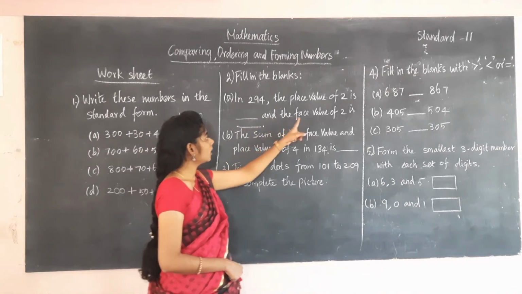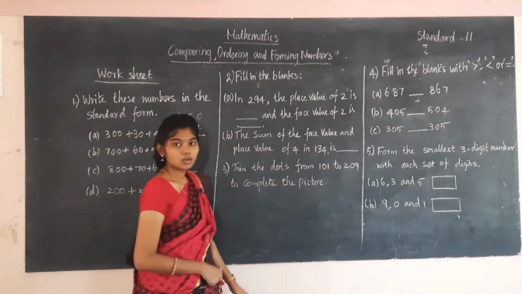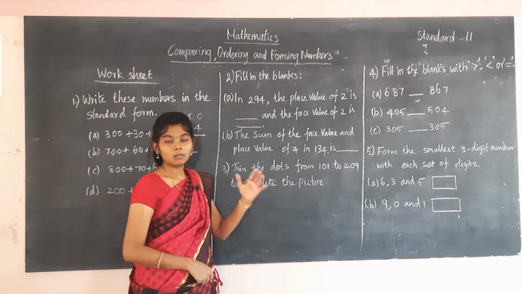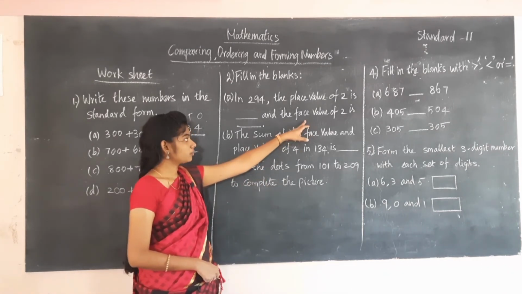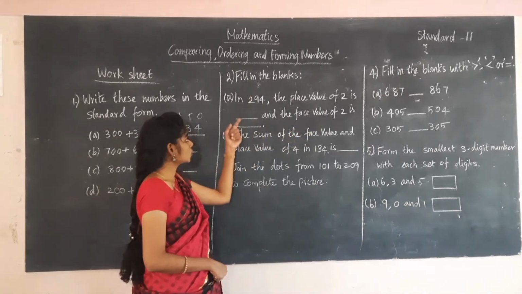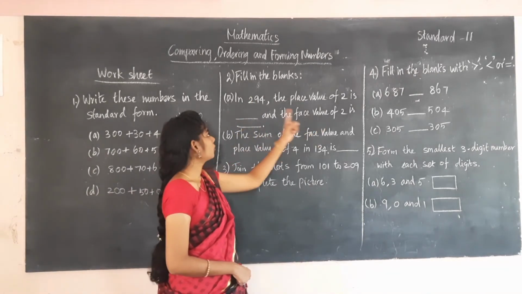Next, the face value of 2 is. What is meant by face value? The number that is given, its actual value, is the face value. If it is 2, then 2 is the face value. The face value of 2 is 2.